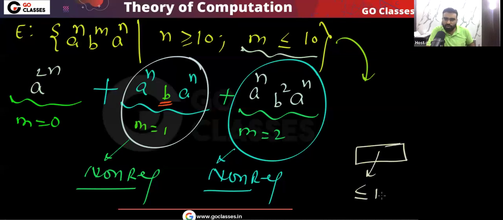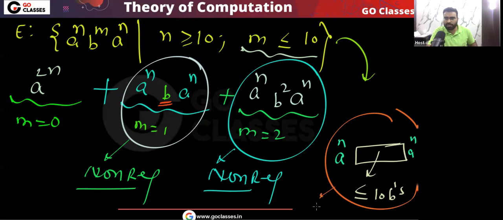Okay, here you can have at most 10 b's, but remember, before these you must have a power n, after these you must have a power n. So that is your non-regular. Is this clear? Please tell me, is this clear?